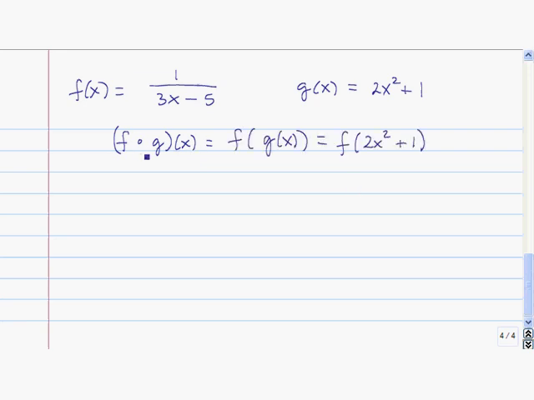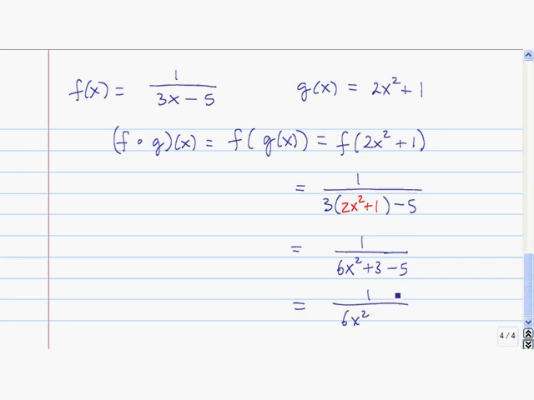Okay, f of g of x, again, is f of g of x, written this way. And g of x is just 2x squared plus 1, so it's f of 2x squared plus 1. So all we do is take this 2x squared plus 1 and plug it in for that x. So we get 1 over 3 times the quantity 2x squared plus 1 minus 5. So that's 1 divided by 6x squared plus 3 minus 5. So that's 1 divided by 6x squared minus 2. So that's what f of g of x is in this case.